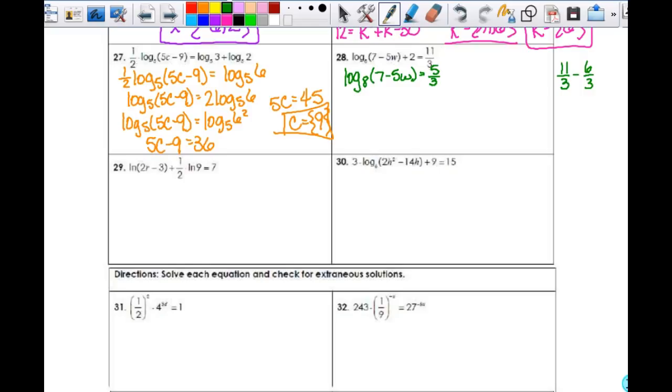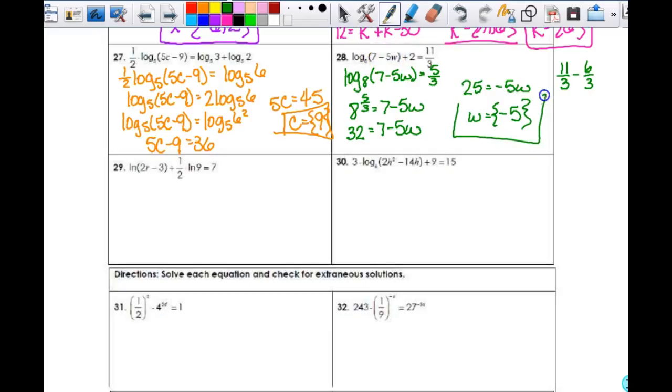Okay. So then I don't get to use the one-to-one property here. I'm going to have to rewrite it as an exponential. So this will give me 8 to the 5/3 power equals 7 minus 5w. Well, 8 to the 1/3 power, that's the cube root, that's 2, and then 2 to the 5th gives me 32. So 32 equals 7 minus 5w. That means that 25 equals negative 5w. So w equals negative 5. So then I substitute that in. Well, negative 5 times a negative 5 will be positive, so that'll work just fine. And that's my answer.